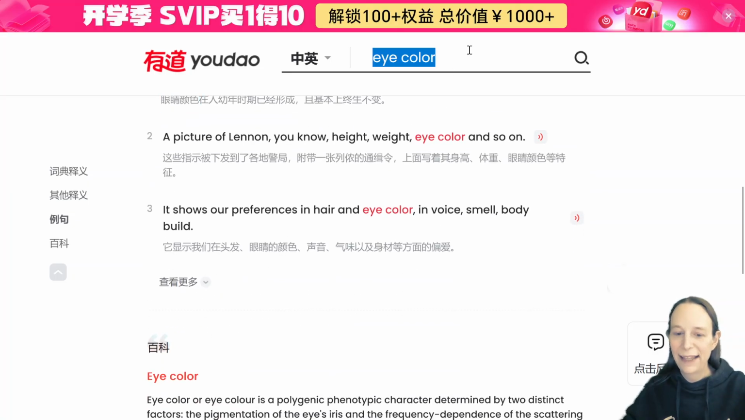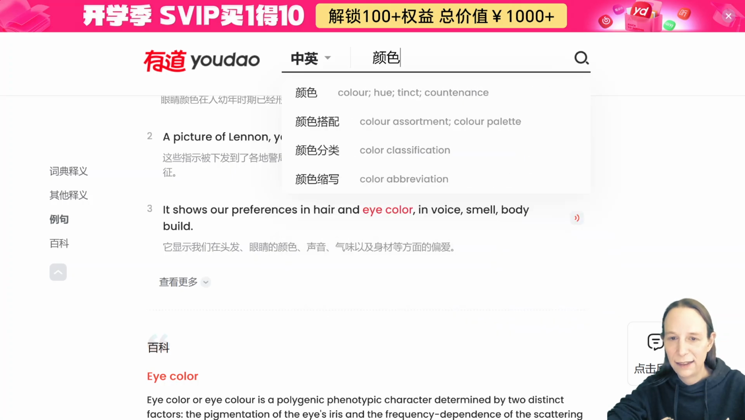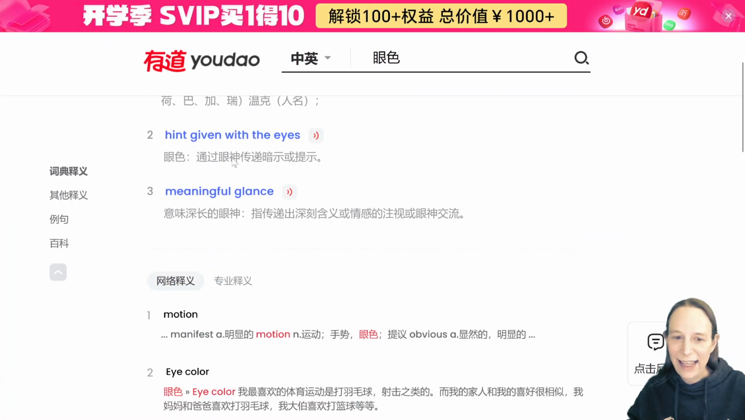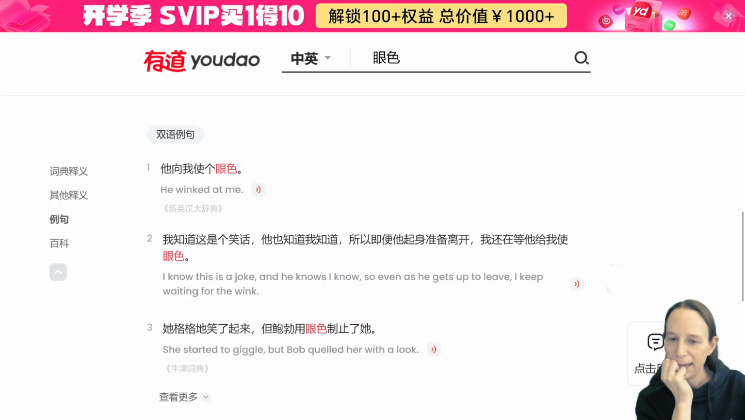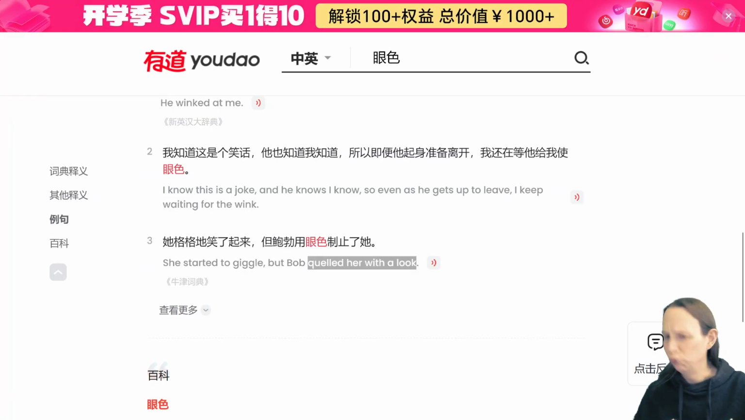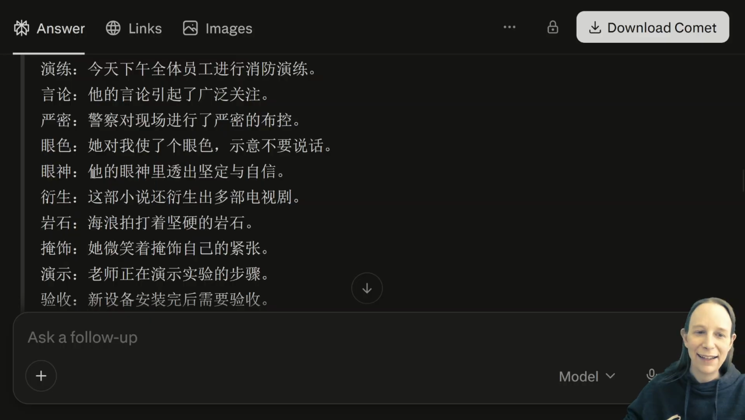Yeah, whereas 颜色, so it's more of like a hint. It's like communicating information through a facial gesture. All right. 他给我使颜色了. Okay. 用颜色拒绝了他, yeah, quelled her with a look. All right. Okay, so we're communicating information with this.